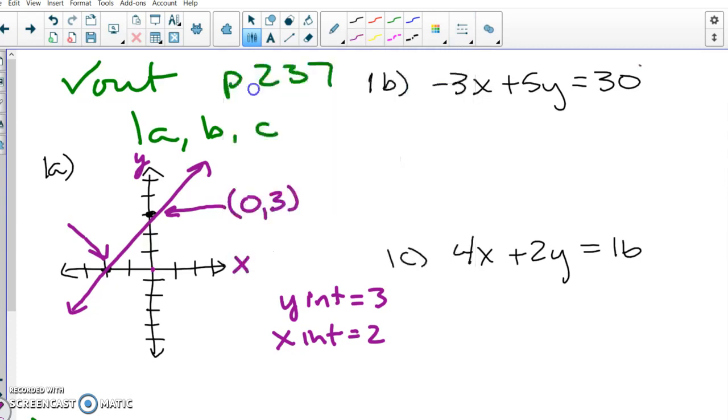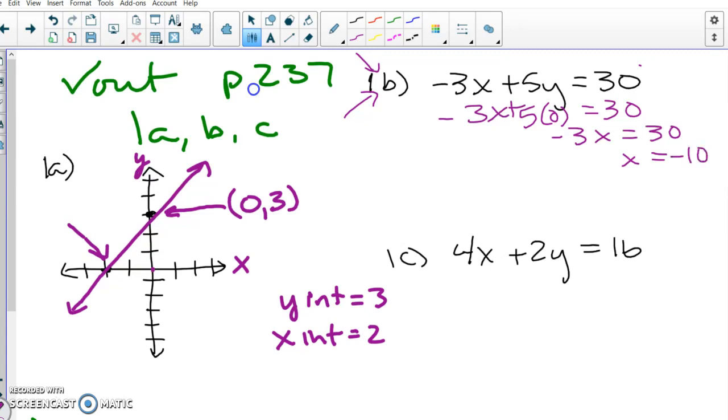Let's look at 1B. 1B gives us this equation right here. And we remember that allowing y to equal 0, we would then find our x-intercept. So we get the equation negative 3x plus 5 times 0 equals 30. Negative 3x equals 30, dividing both sides by negative 3, x equals negative 10.